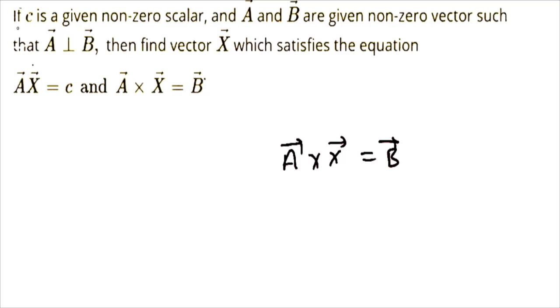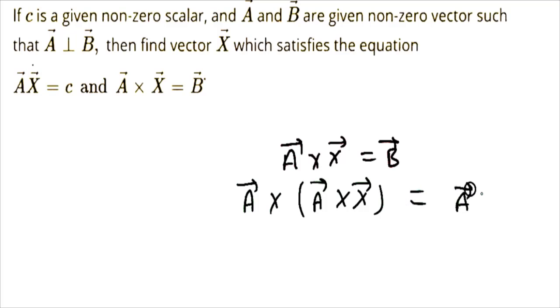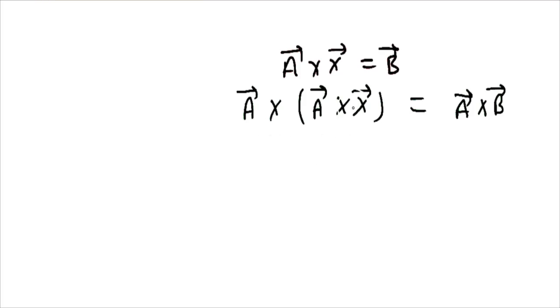Now we are going to take A cross both sides, so it becomes A vector cross this vector, which is A vector cross X vector, right? It is equal to A vector cross V vector, right? So here this is a scalar triple product, right? So now we are going to use the formula of the scalar triple product.